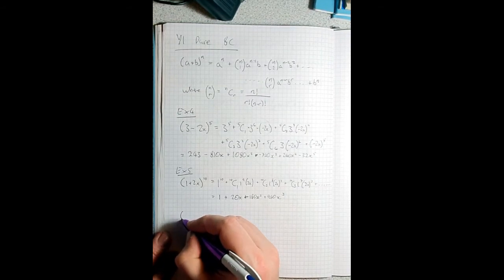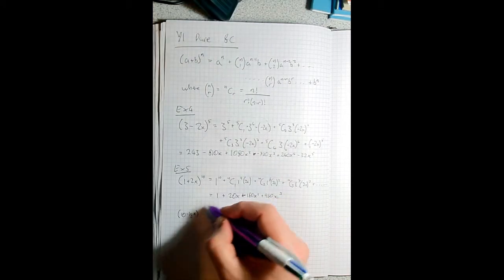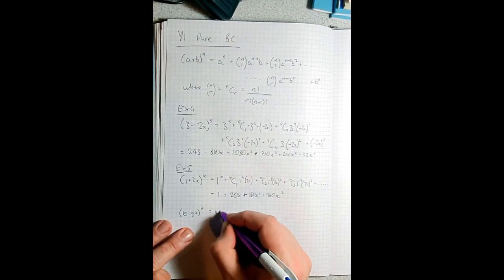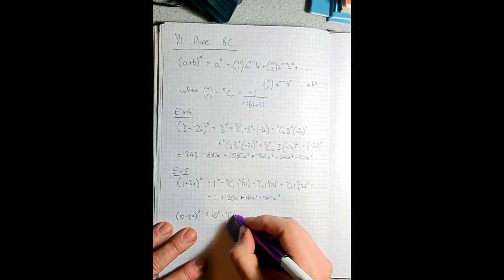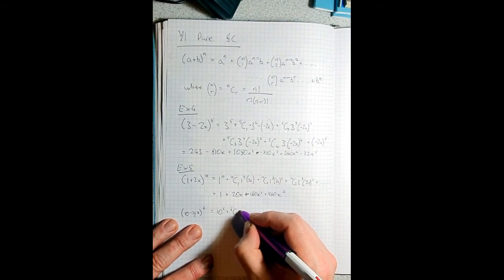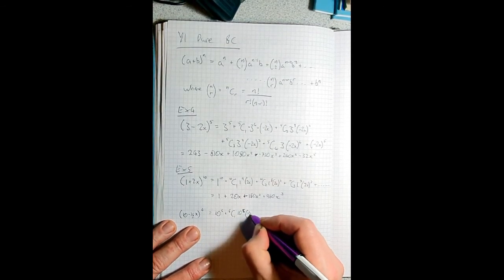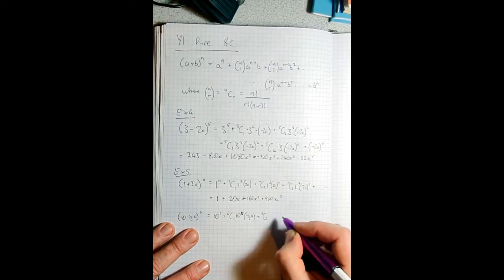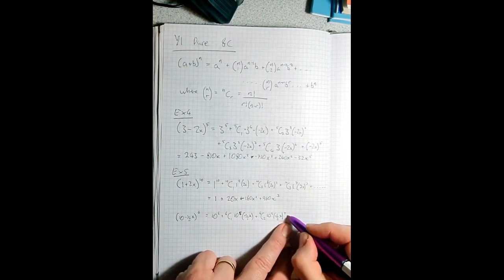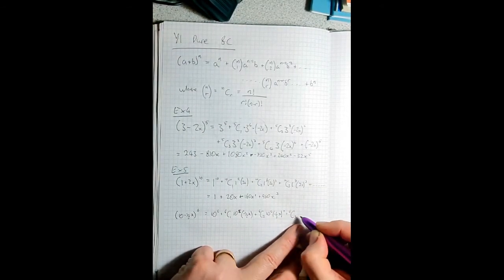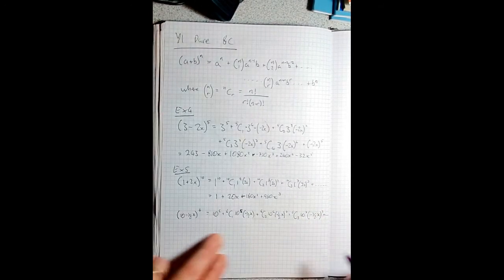And 10 minus a half x to the power of 6. Same pattern again. 10 to the 6 plus 6C1 times 10 to the 5 times minus a half x. 6C2, 10 to the 4 minus a half x squared. And my last one, 6C3, 10 cubed minus a half x cubed plus dot dot dot.